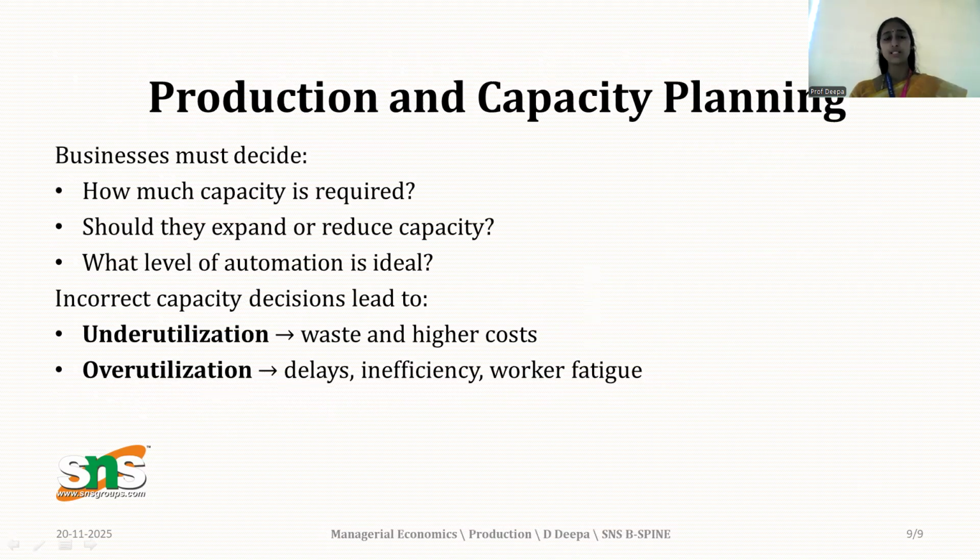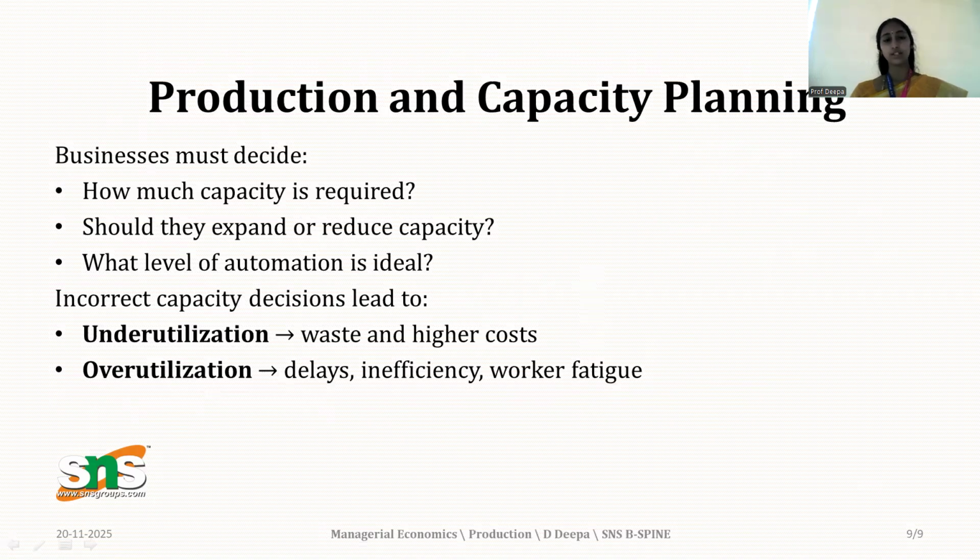And next is capacity planning. How much capacity do we need? That is the first thing. We should get clarity on that. Should they expand or reduce capacity? What level of automation is ideal? All these things are very, very important. Capacity, pricing-related decisions, and quality, all these are interdependent, or dependent on production.